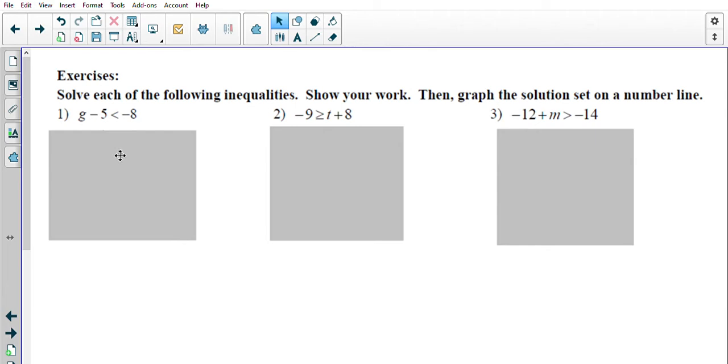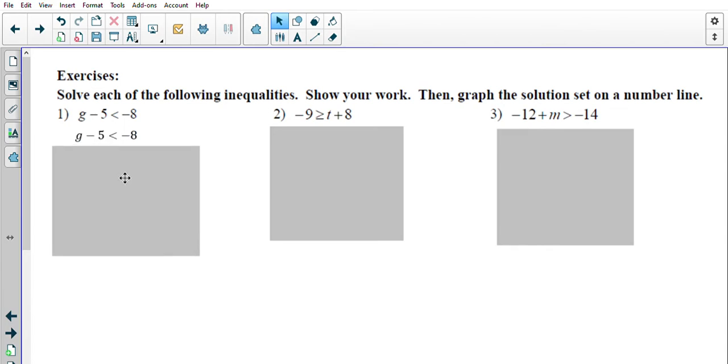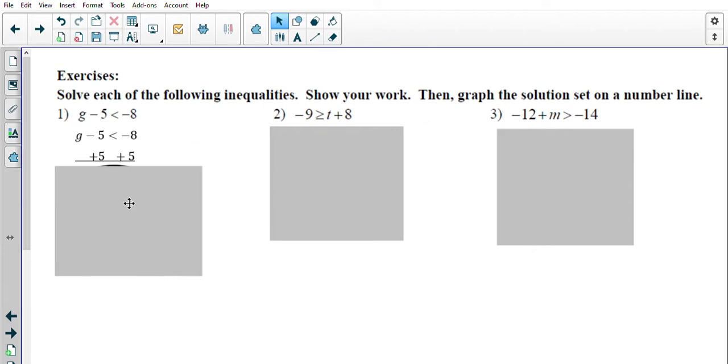So number 1, I have g minus 5 is less than negative 8. The inverse of subtracting by 5 is to add 5. So let's add 5 to both sides. Negative 8 plus 5 is negative 3. So our solution is g is less than negative 3.